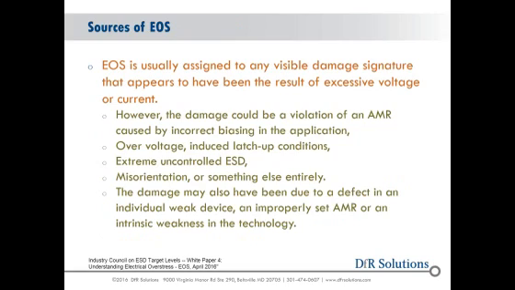Sure. So, sources of EOS. EOS is usually assigned to any visible damage signature that appears to have been the result of excessive voltage or current. The damage could be a violation of an AMR caused by incorrect biasing. Could be an over voltage, maybe induced latch-up conditions, extreme uncontrolled ESD, misorientation of a component or something else in that vein. And the damage may also have been due to a defect in an individual weak device, an improperly set AMR, or an intrinsic weakness in a technology.